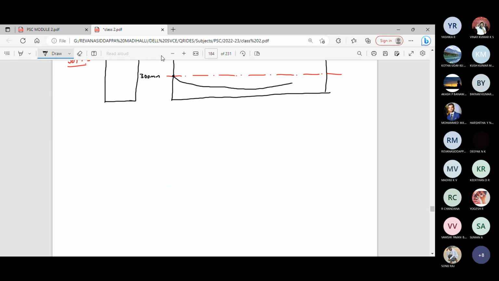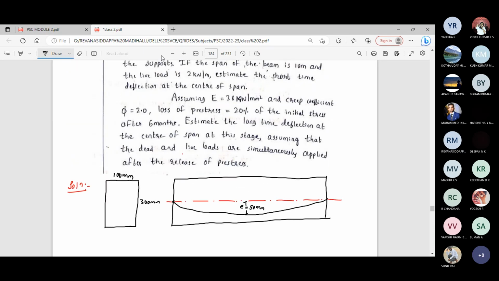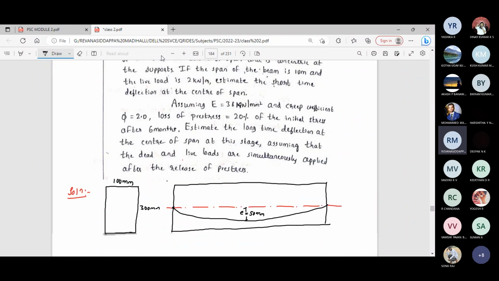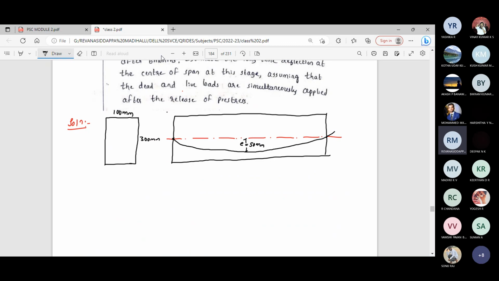Like this. At the center of the span, say eccentricity is 50 mm. And it is carrying a pre-stressing force of 240 kilonewton. Pre-stressing force P is given. P is equal to how much? 240 kilonewton.